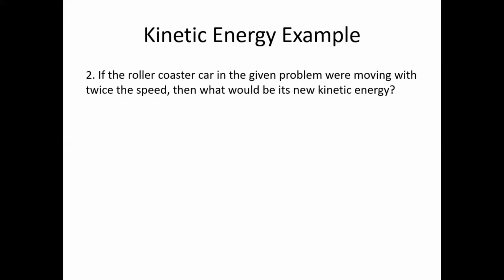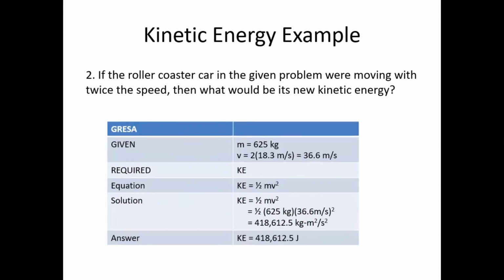Now, what will happen if the same roller coaster in the given problem were moving with twice the speed? What would be its kinetic energy? The given are the mass, which is 625 kilogram, and velocity, which is twice the original velocity, which is 36.6 meter per second. Kinetic energy is required. Equation: KE is equal to 1/2 mv squared. Solution: KE is equal to 1/2 times 625 kilogram times 36.6 meter per second squared.